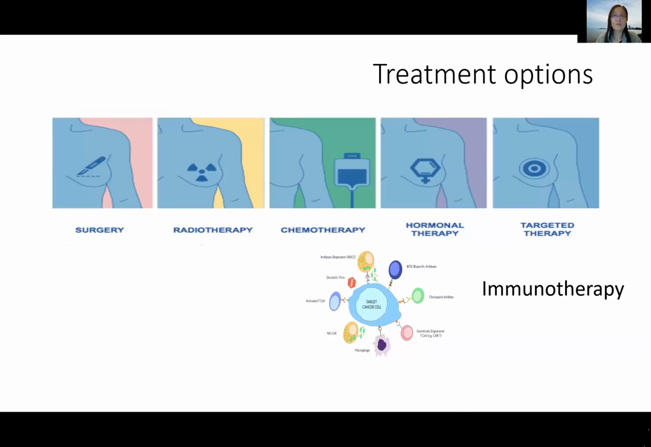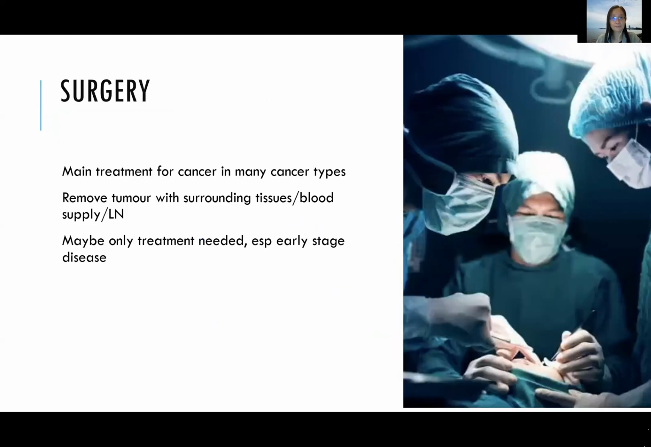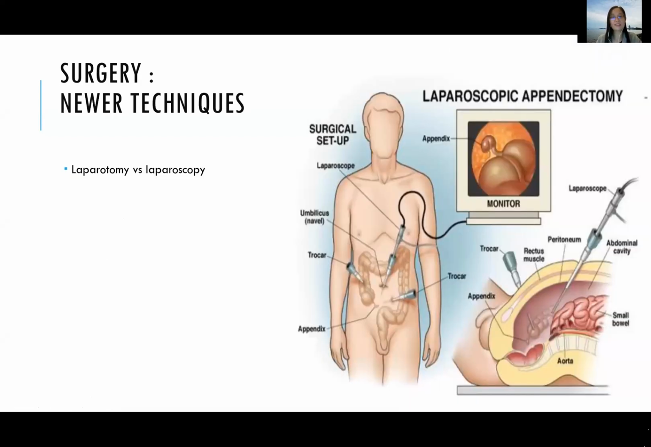There are many, many treatment options at whatever stage the cancer is detected, including surgery, radiotherapy, chemo, hormonal therapy, targeted therapy, and the new kid on the block, immunotherapy. Surgery is the main treatment for the majority of types of cancers. It involves removing the tumor, surrounding tissue, blood vessels and blood supply, and lymph nodes. And if it is detected early enough, it may just need surgery and nothing else, especially at this early stage.